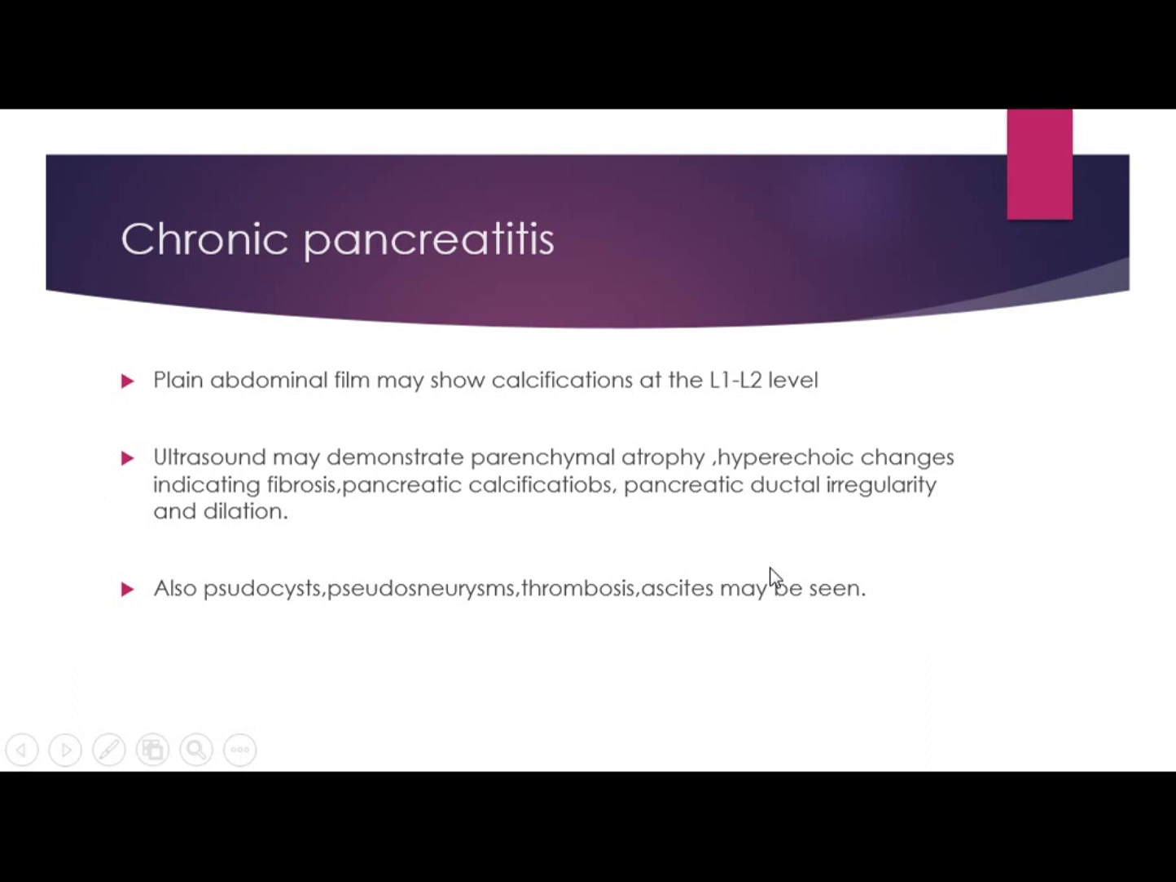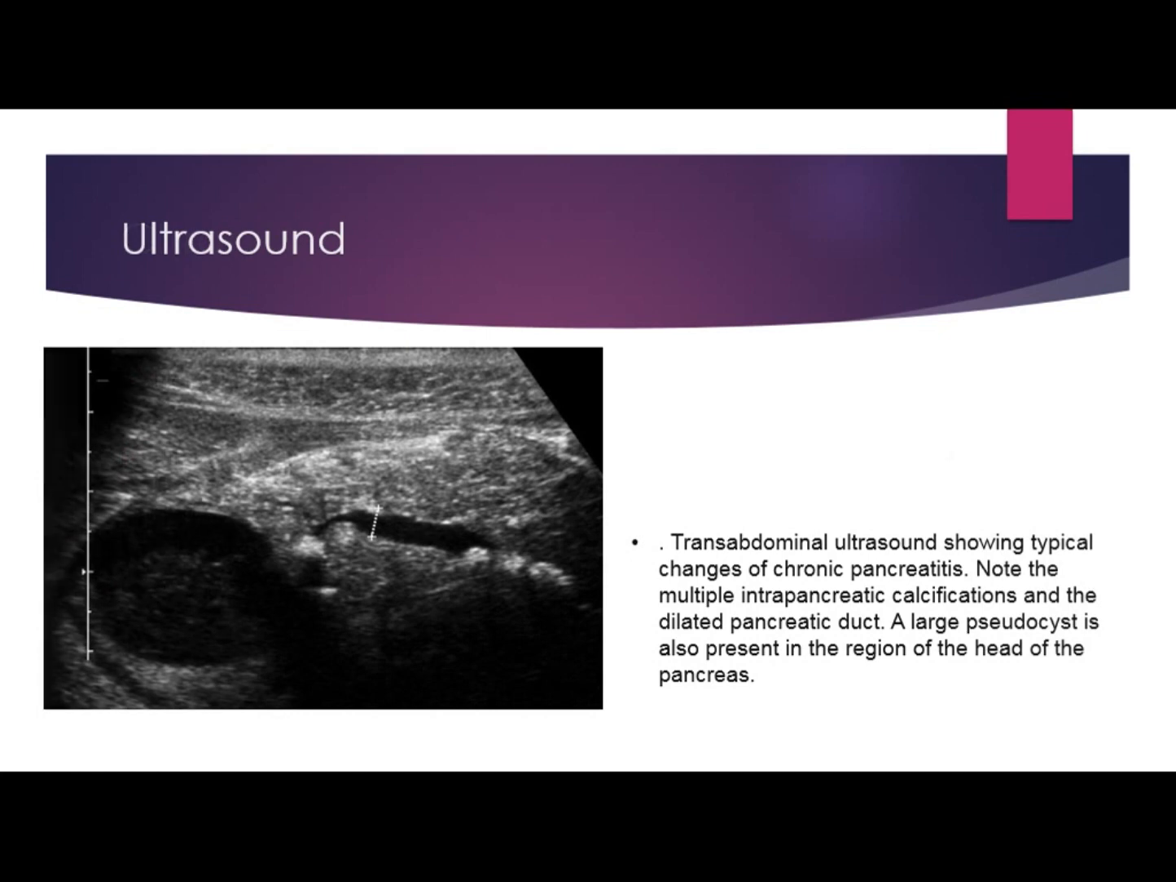Chronic pancreatitis: on the plain abdominal film, maybe we can see calcification within the plain abdominal X-ray at the level of L1, L2. On ultrasound we can see atrophy or increased echogenicity of the pancreas, fibrosis, calcification, cirrhosis, pseudoaneurysm, thrombosis, and ascites also.